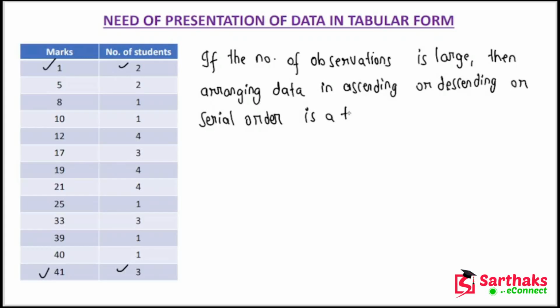So that is the reason. We just have shown, we have written the data in ascending and descending order, right? Firstly we have written the ascending, then we have written the descending order, the same data, and it took a lot of time, a lot of effort. Even there are chances of mistake, right? So there are always chances of error. So descending or serial order is a tedious job.